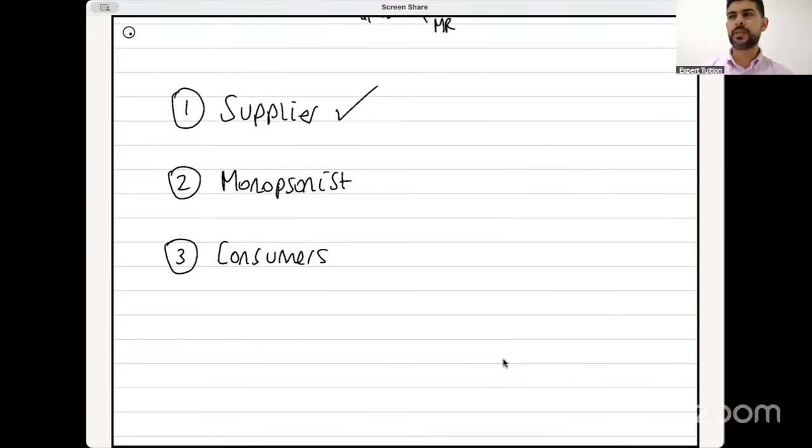Monopsonist, right? From the perspective of Tesco, what's going to happen from Tesco's perspective? Well, obviously, the diagram above, right? Their profit's going to go up, right?